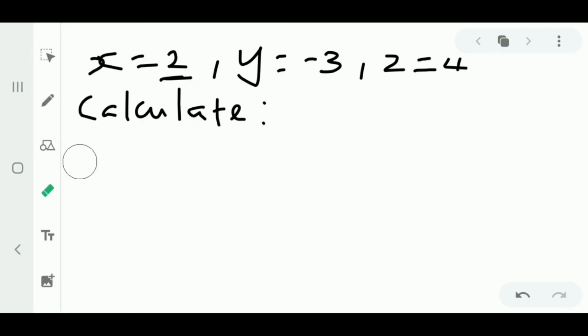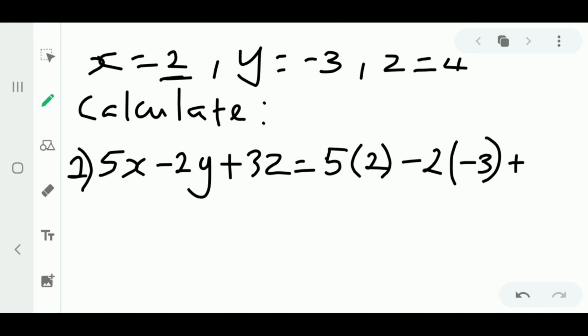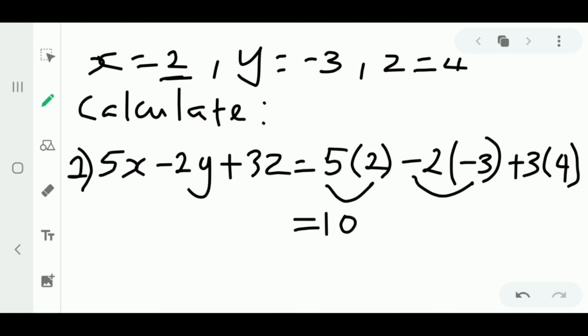Let's try this other example. Let's say we have 5x minus 2y plus 3z. So it is 5 times x, which is 2, minus 2 times y, which is minus 3, plus 3 times z, which is 4. So 5 2's 10. So here, negative times a negative gives you a positive. So this becomes positive 6, and 3 4's 12. When you work all this out, you're going to get 28. So you have to pay attention to the signs.